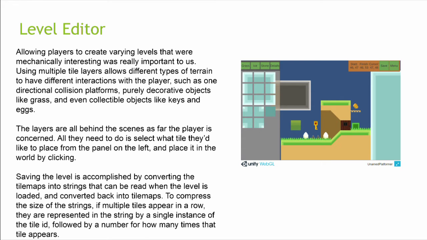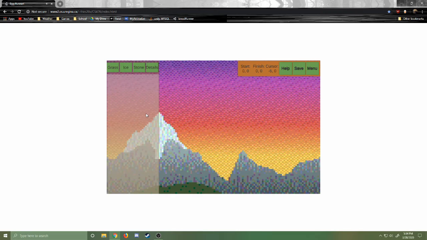The level editor uses multiple arrays of tile maps to store all of the level data. When a user places a tile, it's automatically placed on the proper tile map in the right layer. When a user saves a level, it's automatically converted to a string, which is then sent to the server and stored in an SQL table.